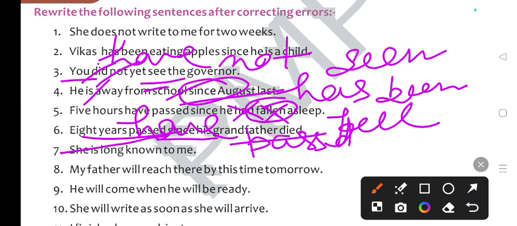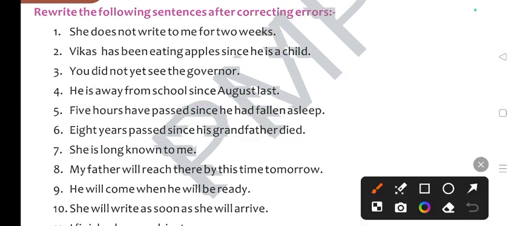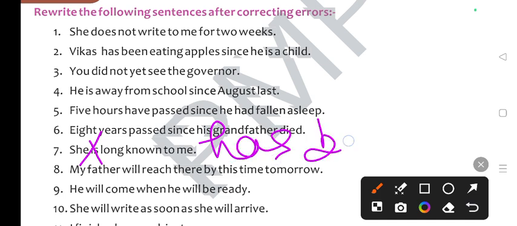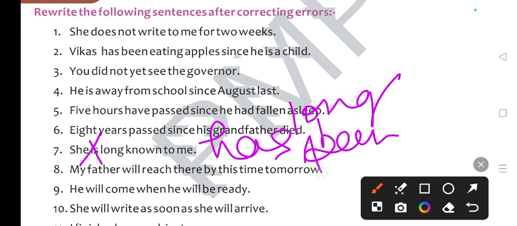Here, because two tenses are used, the one is past indefinite, then the first part we will write in past perfect tense. Okay, now she is long known to me. No, we will remove she is and we will write here she has been, she has long been known to me, or she has been long known to me. All right, it's better to write she has long been known to me.